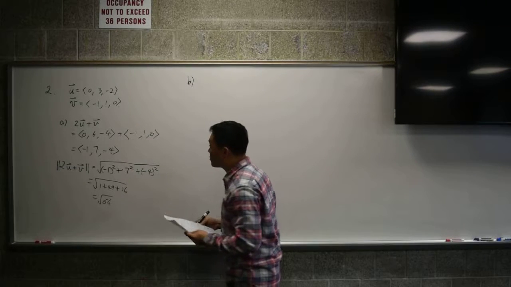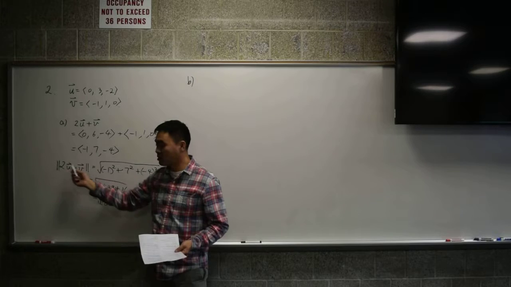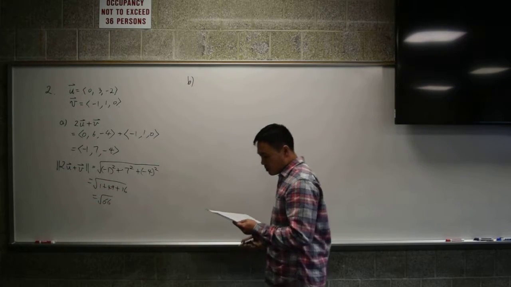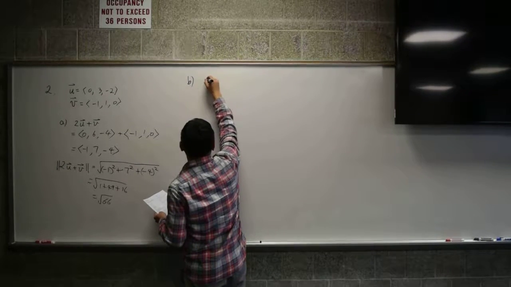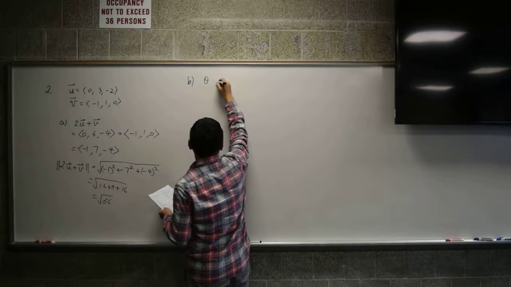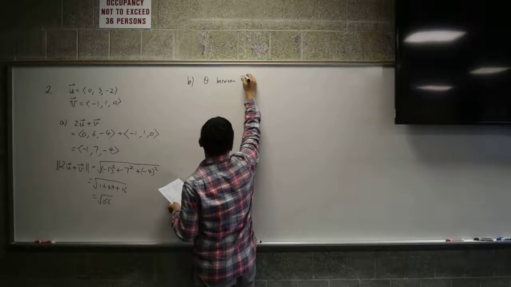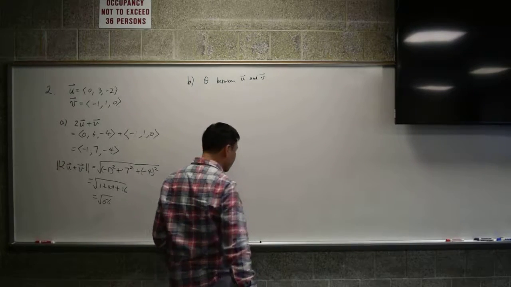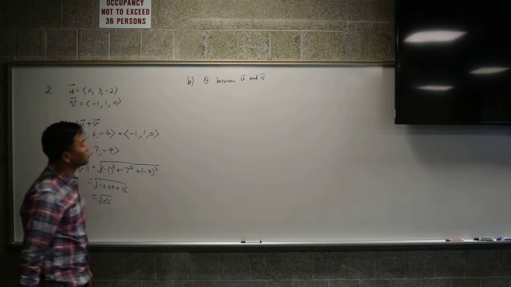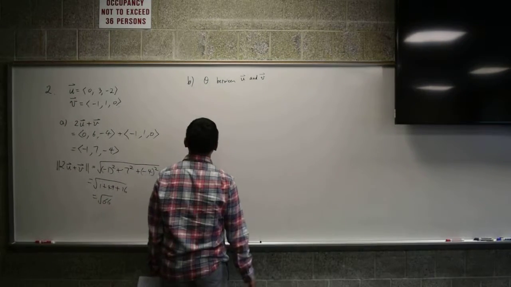Second question. So the first question was to find 2u plus v and its magnitude. Second question is, what's the angle theta between u and v? For this, you want to make use of the two different definitions of the dot product.